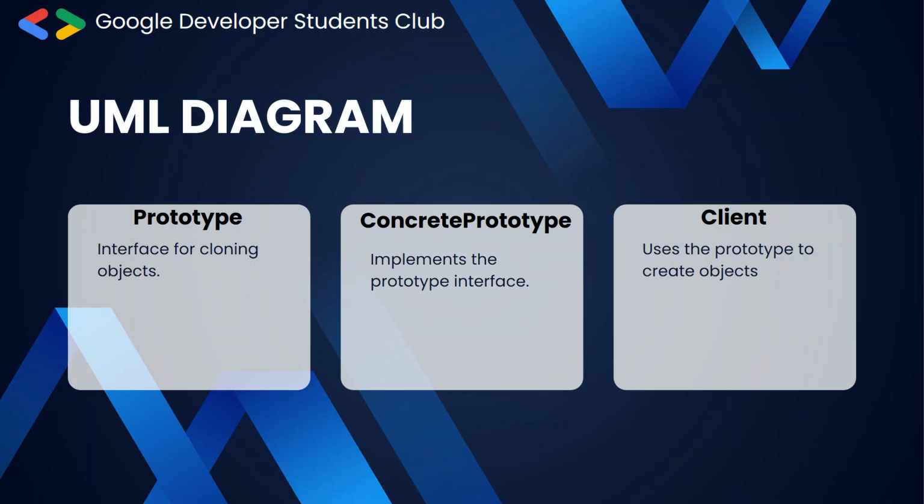The UML diagram has three parts. The prototype shows the interface for cloning objects, for creating another one from the existing one. It is the exact meaning of cloning in programming. The concrete prototype implements the prototype interface. When you create your class, you just need to implement your prototype interface. And the last one is the client that uses the prototype to create an object.